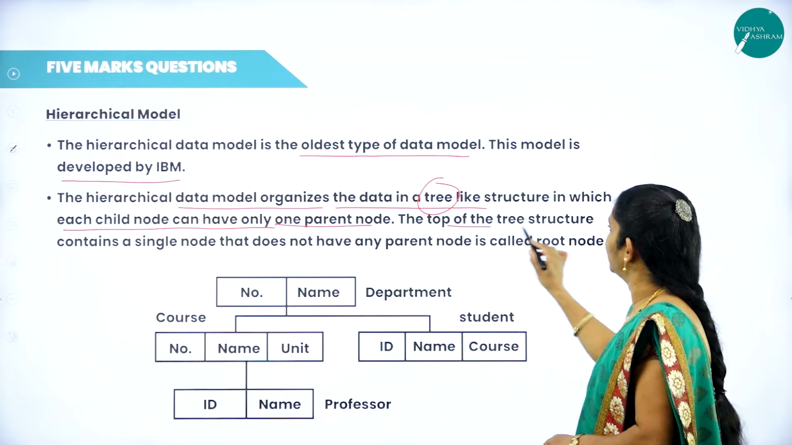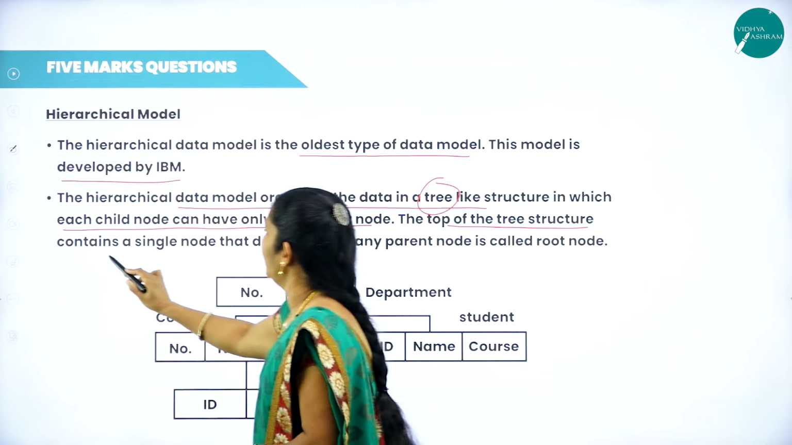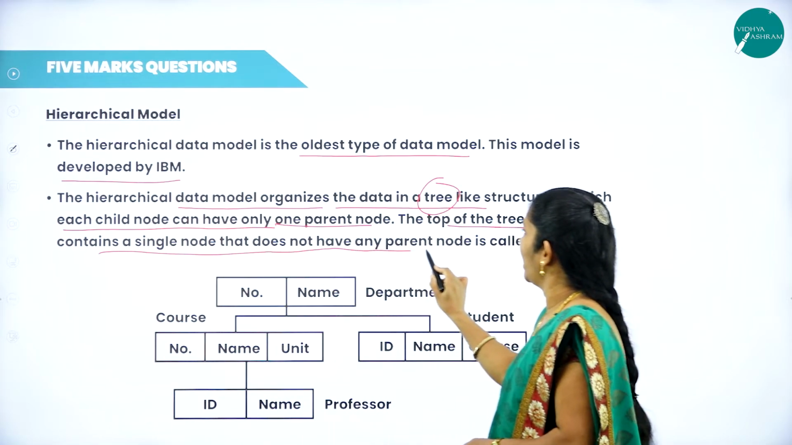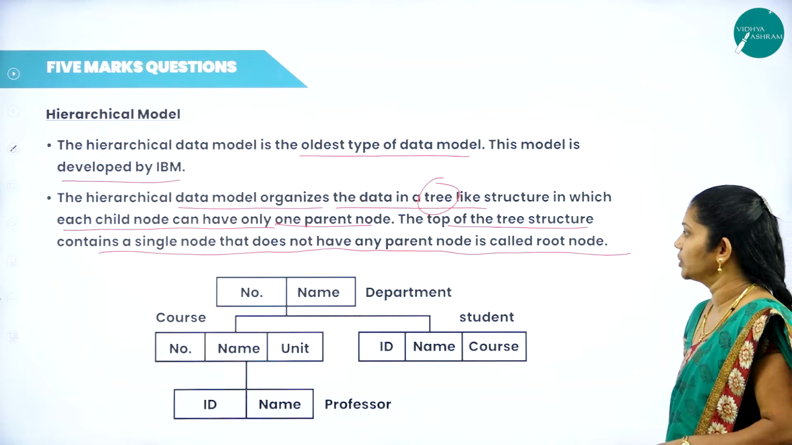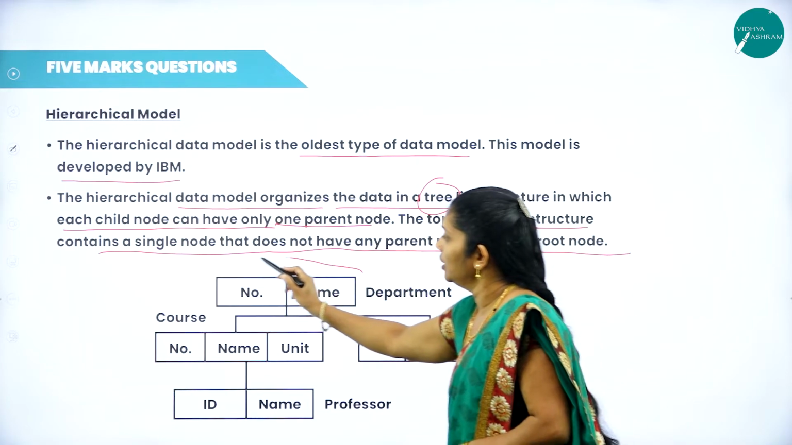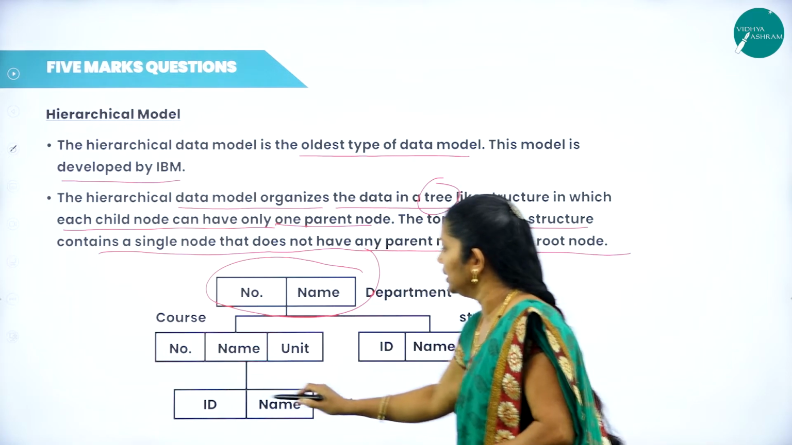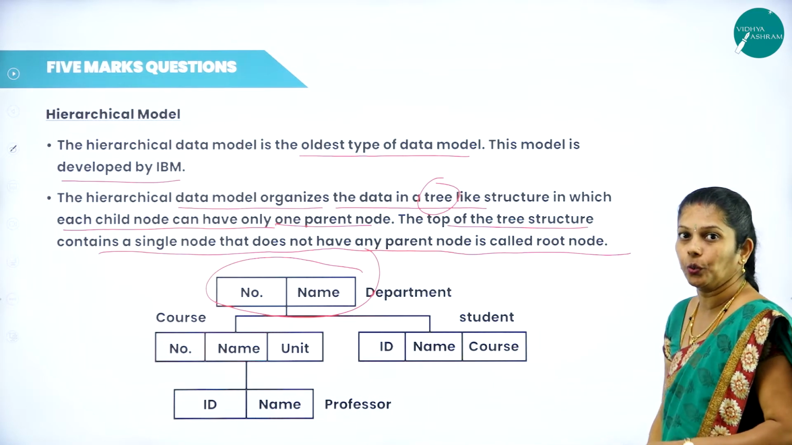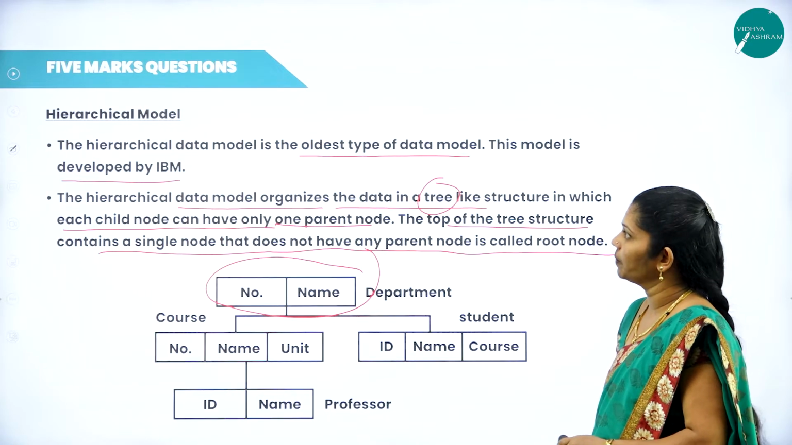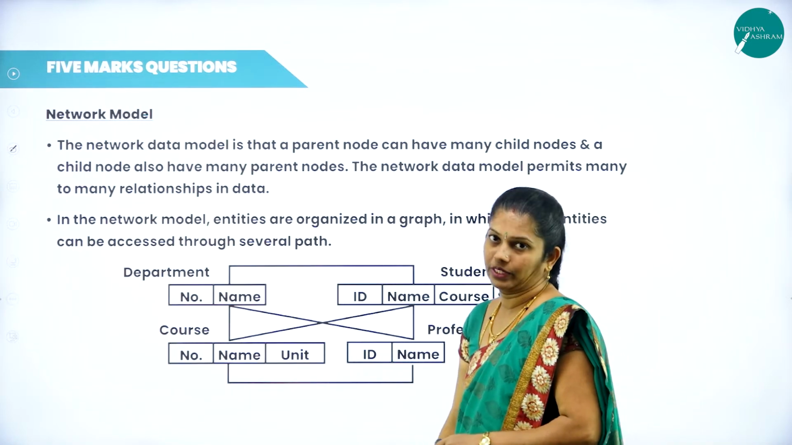The top of the tree structure contains a single node that does not have any parent. That node is called the root node. This is the root node, and these are the child nodes. It follows a one-to-one relationship. Next one, the network model.